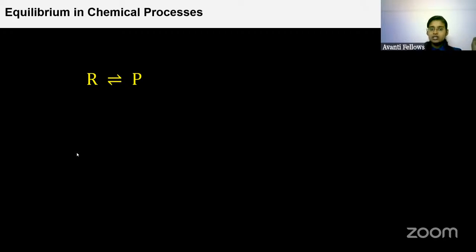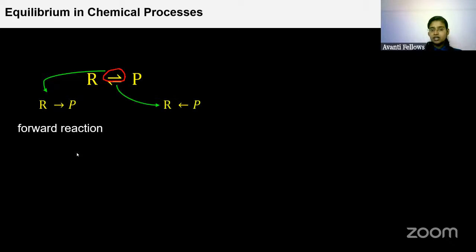So the first arrow which you can see, the arrow which is above, what does this denote? This denotes that the reactant is getting converted to product, and the reaction is called the forward reaction. And the arrow which is below, in which the product is getting converted to reactant, is called the backward reaction.